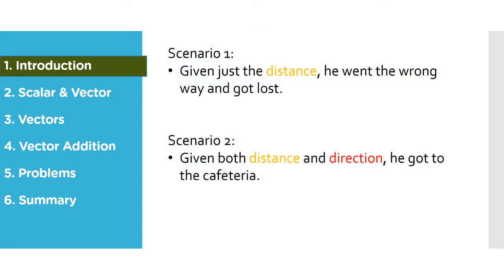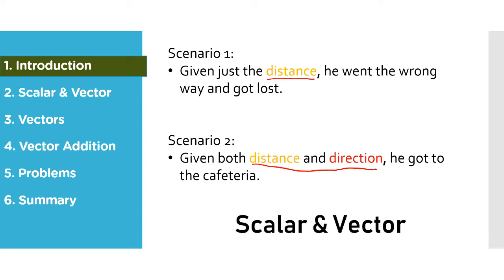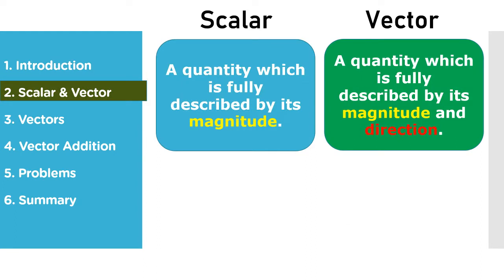So in the first scenario, you were just giving the distance and he got lost because he didn't know where exactly that distance was headed. But in the second scenario, you had both distance and direction. And this is actually the difference between a scalar and a vector quantity. So a scalar quantity is a quantity which is fully described by its magnitude, and a vector quantity is a quantity which is fully described by its magnitude and direction.